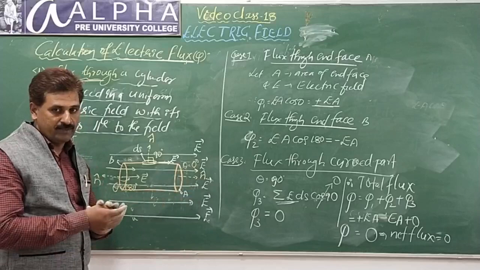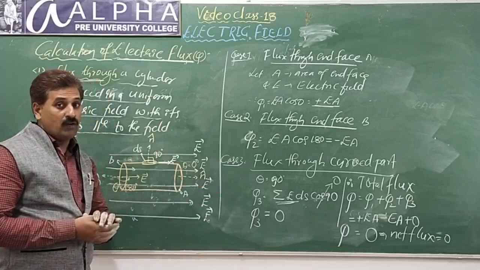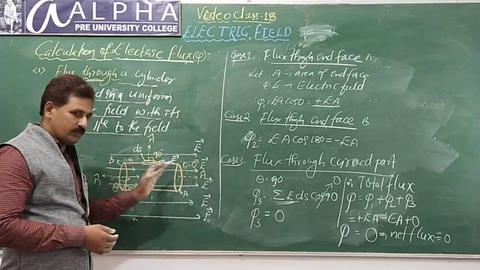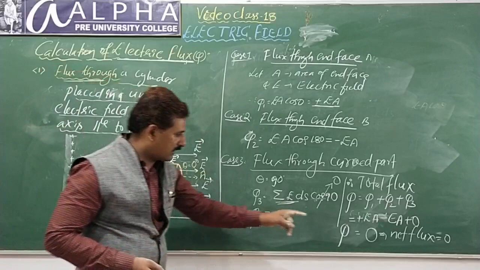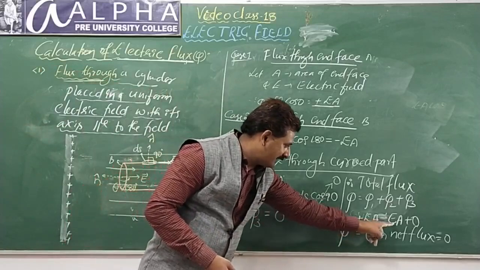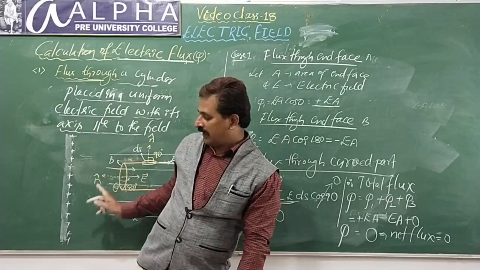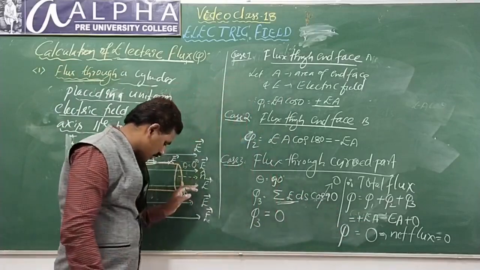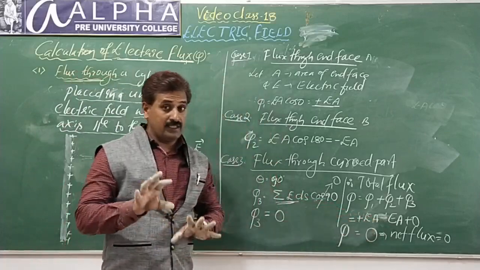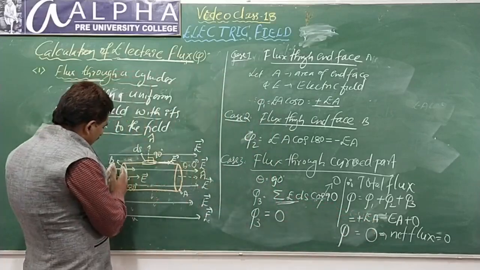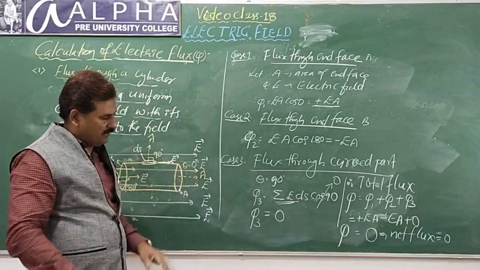Very, very important. If the field value here is different, then the sum will not be 0. This will be more, this will be less, and the difference will be negative. This term will be more, this term will be less, because this surface is nearest to the charge distribution, and this is a bit away from the charge distribution. But here, as the field is uniform, total value here is the same, difference 0.